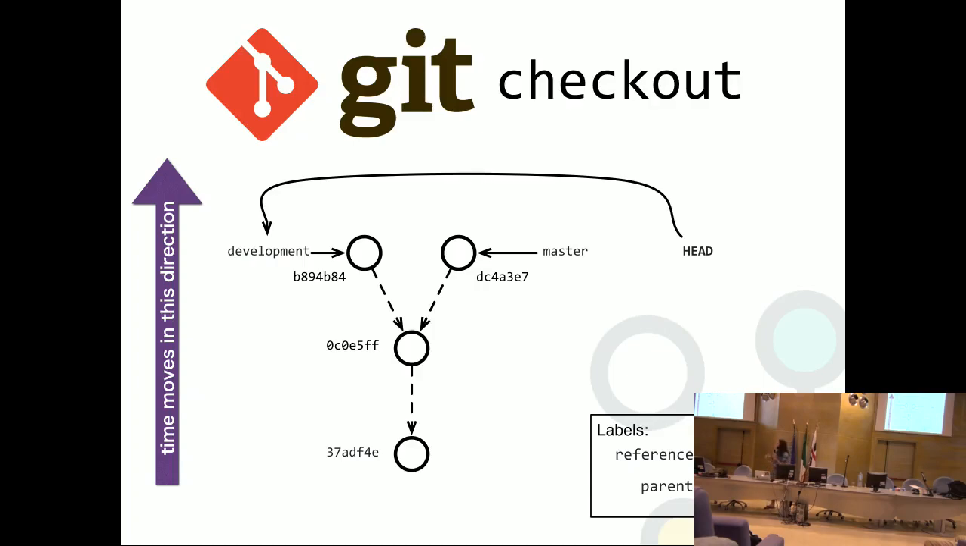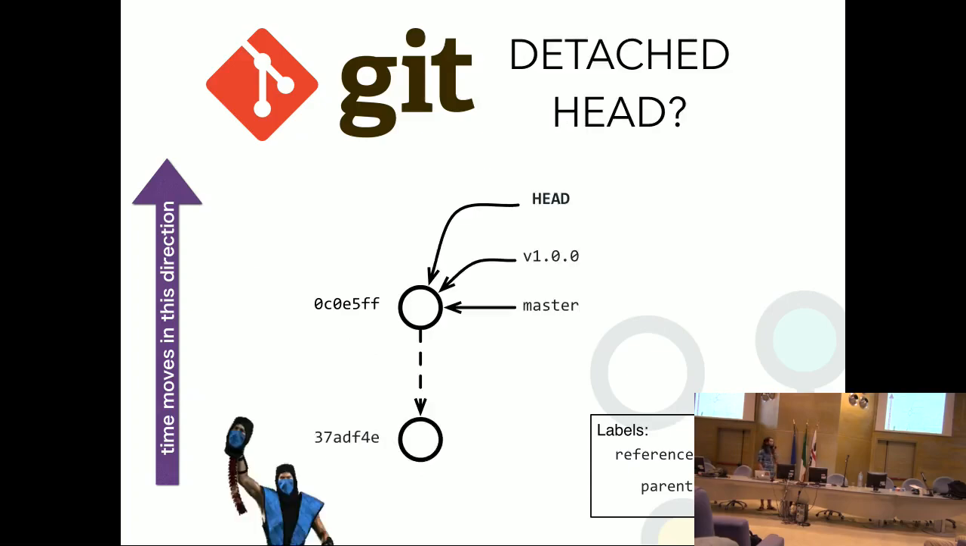If somebody has played with checkout in branches and tags, have you ever found the detached HEAD state? Who found the detached HEAD state? Half of the people. So for those that don't know what detached HEAD means, it means that your HEAD is pointing to a commit, and that's all. It's not pointing to a branch, but to a commit.